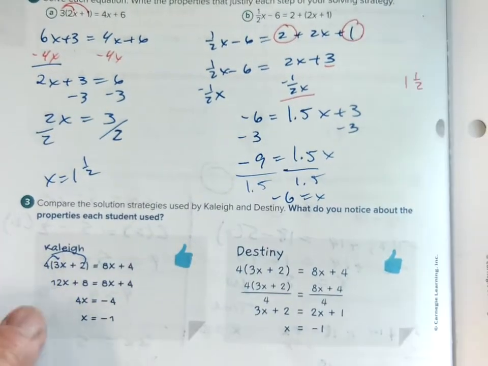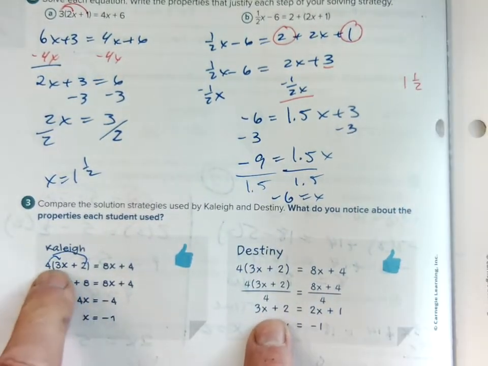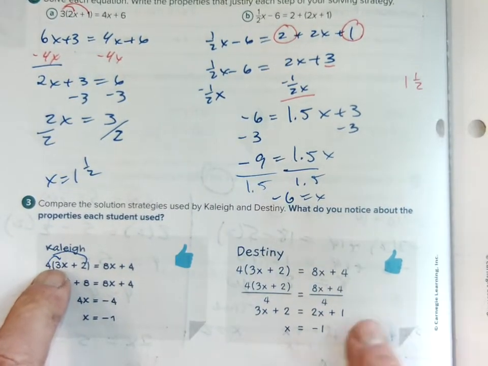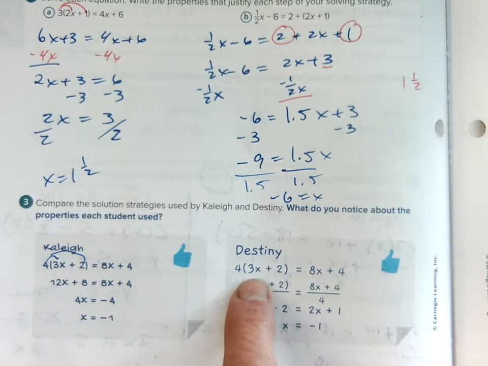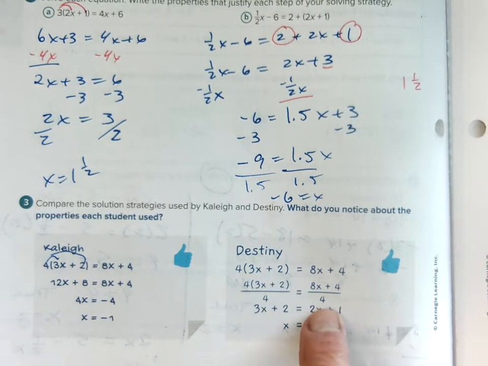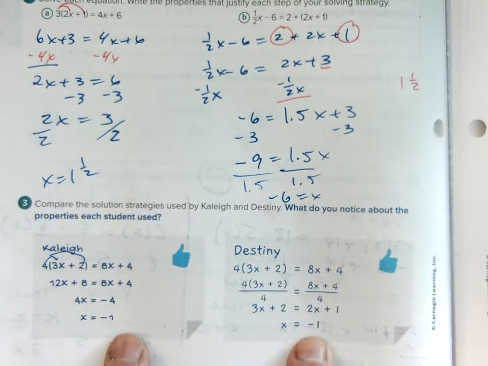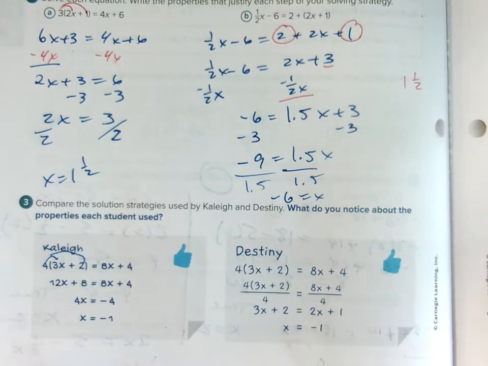Lastly, we looked at the difference between these two. How do they solve it? Kaylee distributed. That's probably the way I would do it. Destiny said, oh wait, everything's divisible by 4, so Destiny divided everything by 4 first. They got the same answer, just different ways to do it. Okay, and that's all I had.